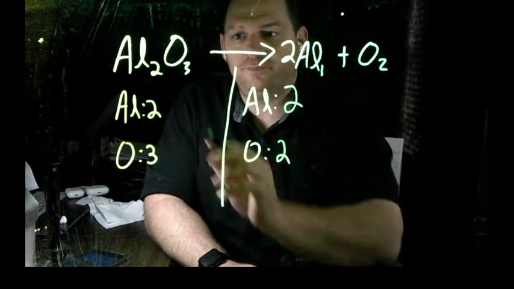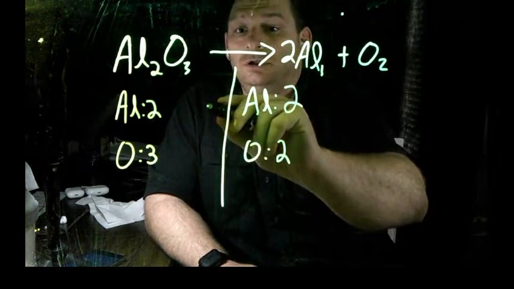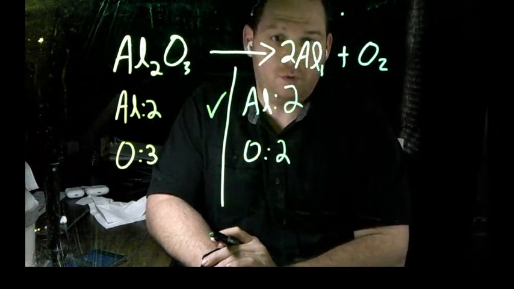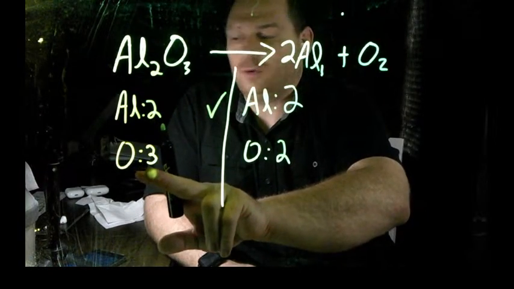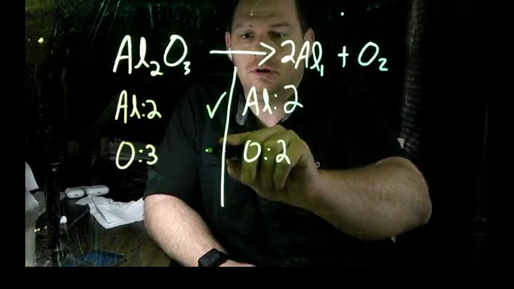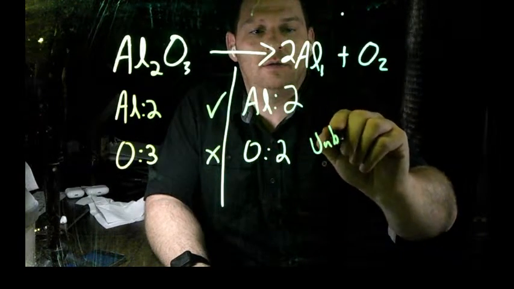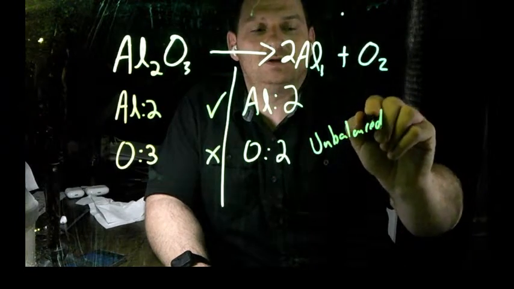Let's see, do they match? Aluminum, we have 2. Aluminum, we have 2. Aluminum is good. What about oxygen? We have a 3 and a 2. Not good. So this does not follow the law of conservation of mass. We have an unbalanced equation.